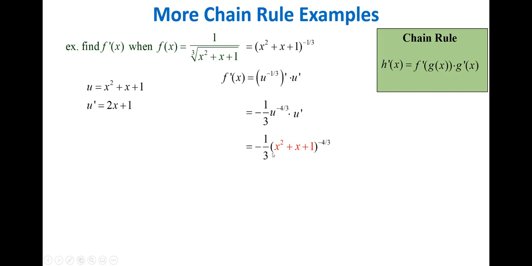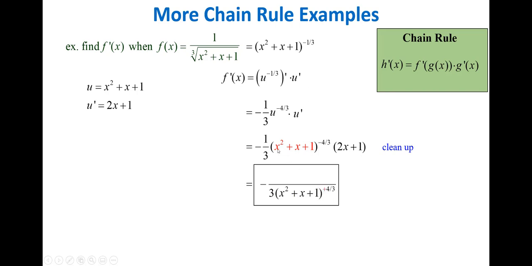And then plugging back in, it becomes negative 1/3 times x squared plus x plus 1 to the negative 4/3. U prime, I'll put inside parentheses, 2x plus 1. Now, cleaning this up, I'll put the negative in front, 3 in the denominator. Then I'll put this in the denominator, x squared plus x plus 1. It becomes positive 4/3. I'm putting just the positive there for emphasis. And then the 2x plus 1 will go in the numerator.